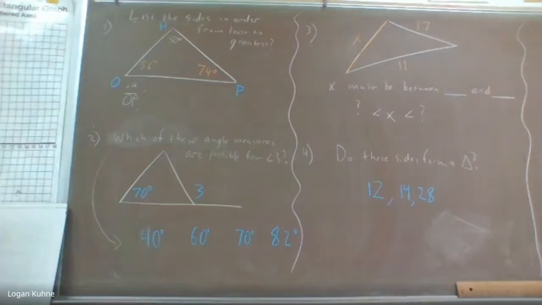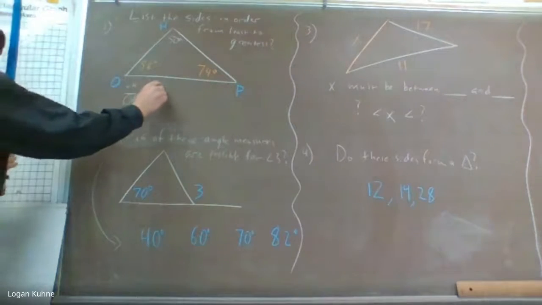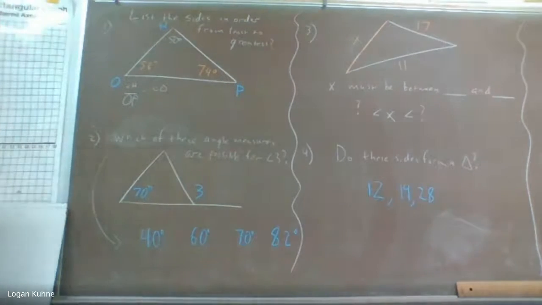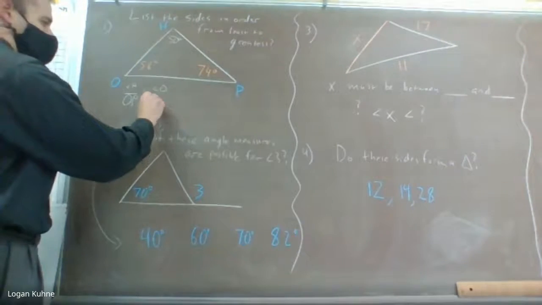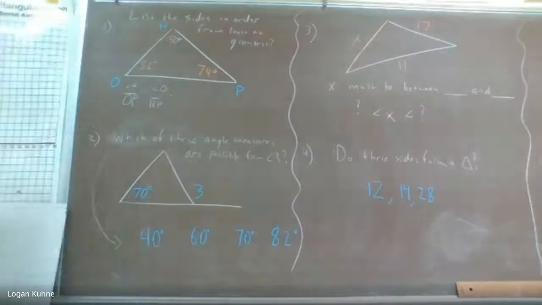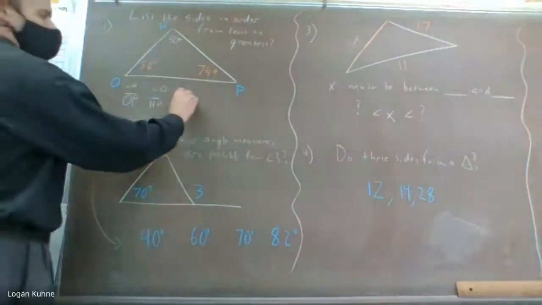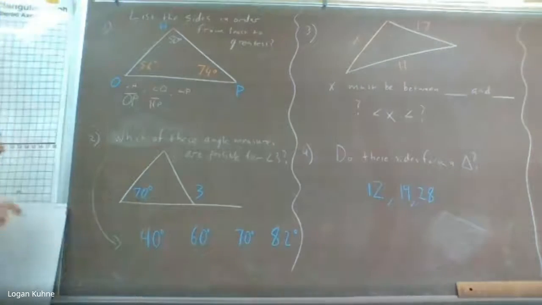What's the next smallest angle? 56, so O. So the next smallest side is HP. And the largest angle? Angle P. So the largest side?